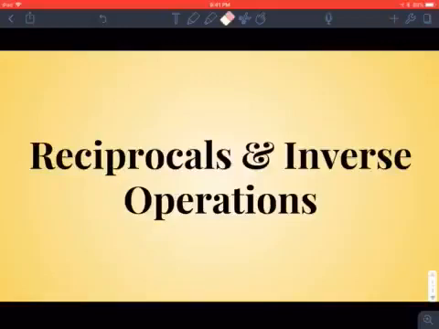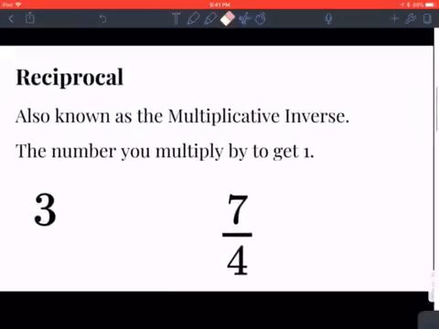Okay, so we are going to talk about reciprocals and inverse operations. So a reciprocal is also known as the multiplicative inverse. And what that means is it is the number that you can multiply by to get 1. So we'll do a few examples together.